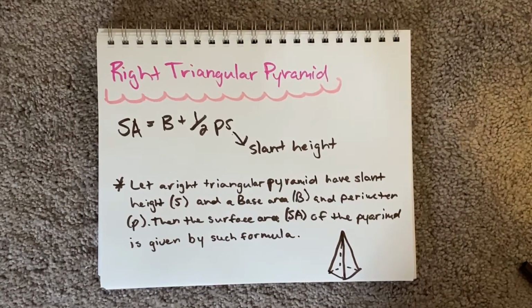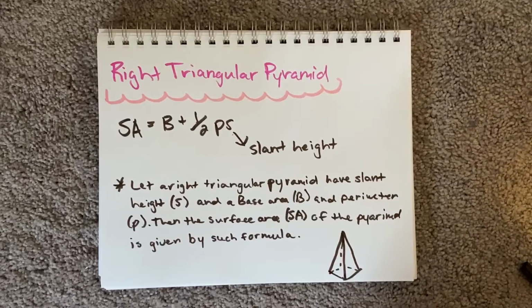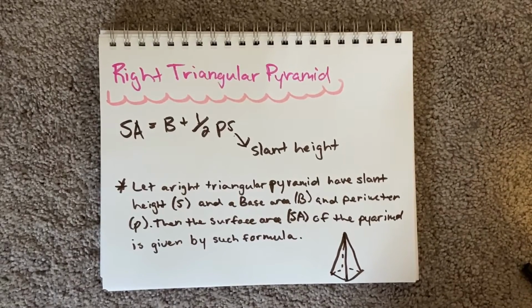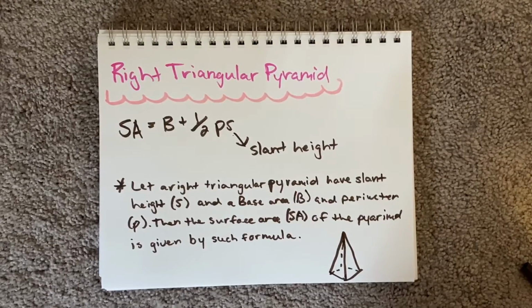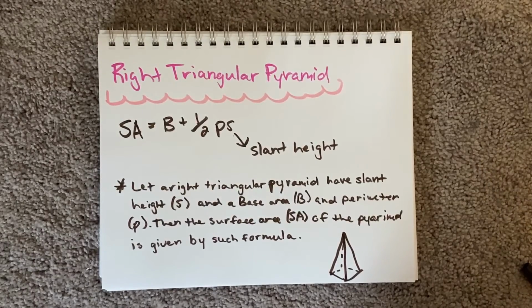Right triangular pyramids. For the surface area of a right triangular pyramid, let a right triangular pyramid have a slant height and a base area and perimeter. Then the surface area of the pyramid is given by such formula. This is how you find the surface area of a right triangular pyramid.